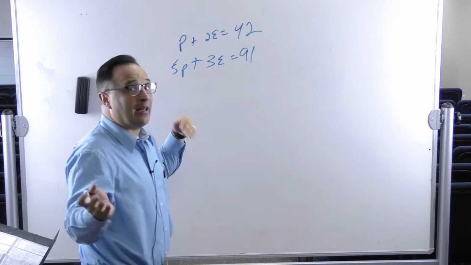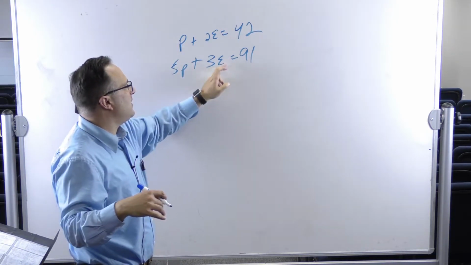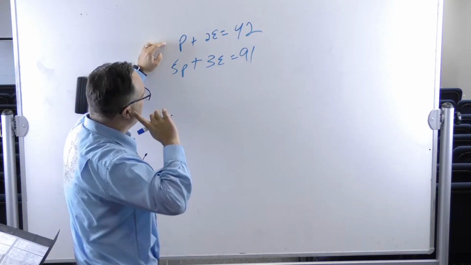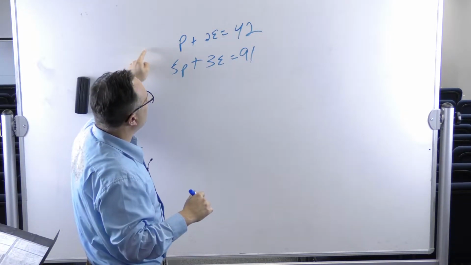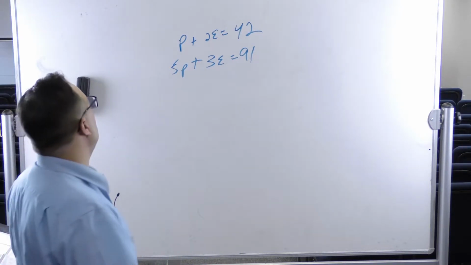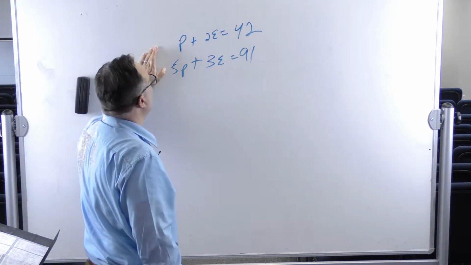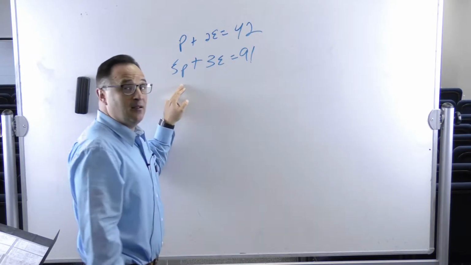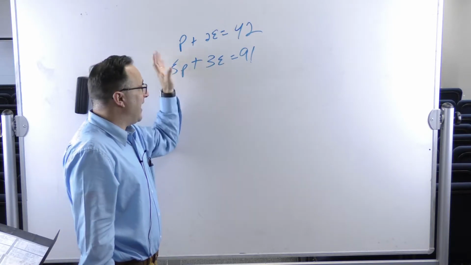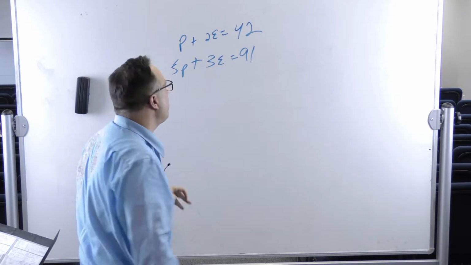Or you could stack it like it already is. You have the P over the P, the E over the E, and the money over the money. So that's already set for us. You can either do one of two things. If you multiply the entire top by -5, it would allow you to get rid of the P, because the -5p and the 5p would cancel each other out. Watch how I do that.